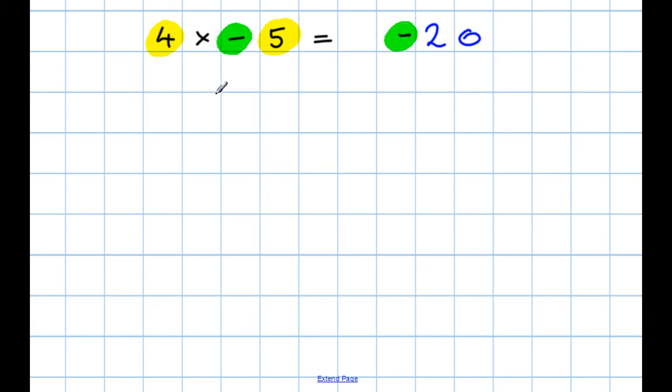Let's go through that again. Minus 3 times 2. So multiply the number parts together. 3 times 2 is 6. What symbols were involved? Well, there was just the 1.